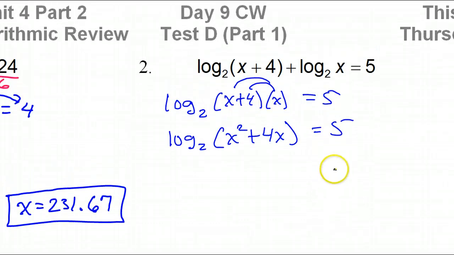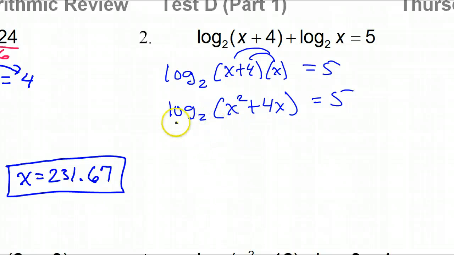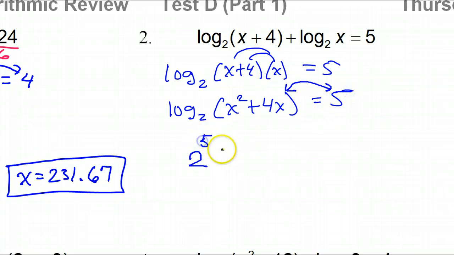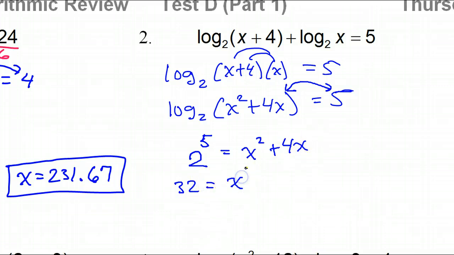Alright, now it's time to rewrite this in exponent form like we did the last problem. Start with the base. The base is 2, just bring that straight down. Okay, and these two guys are going to trade sides, so the 5 is going to come over here and become the 5th power. Meanwhile, this binomial is going to come to the right, x squared plus 4x. 2 to the 5th power is 32. You can find that on your chart if you need to.